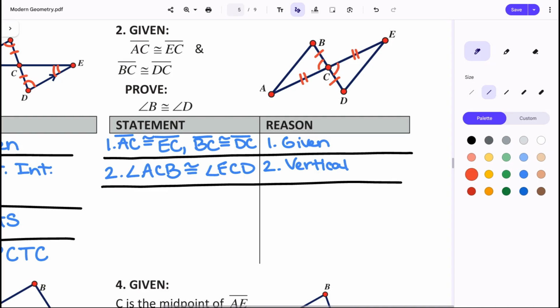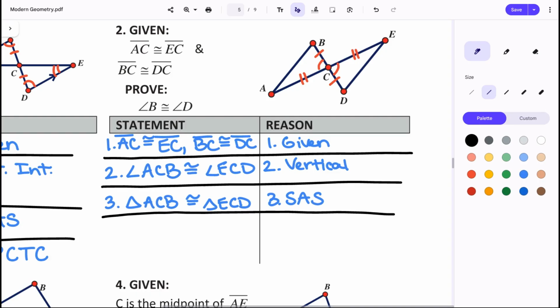Do I have enough to say the triangles are congruent? Yeah, what test does it satisfy? SAS this time. And I really liked how you guys named the vertical angles, so I'm honestly just going to use the same names for the triangles because the order of the letters was perfect there. So I'm going to say triangle ACB is congruent to triangle ECD because of side angle side. That's the pattern I see.